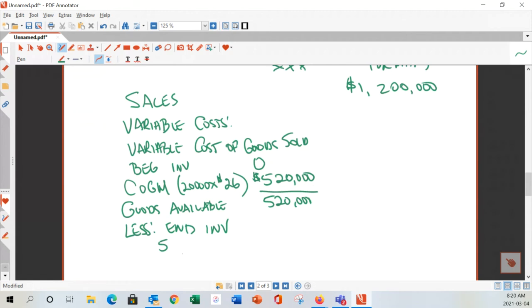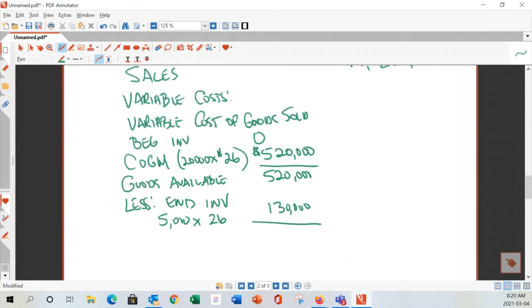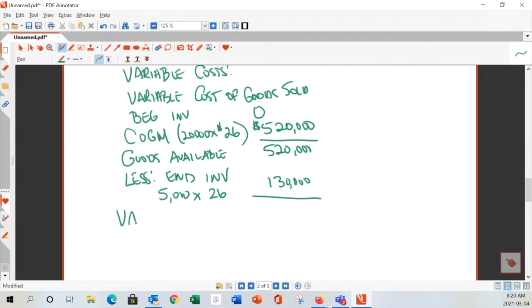And so we sold 15,000 units. We have 5,000 in inventory. $26, 130,000. And we have our variable cost of goods sold.